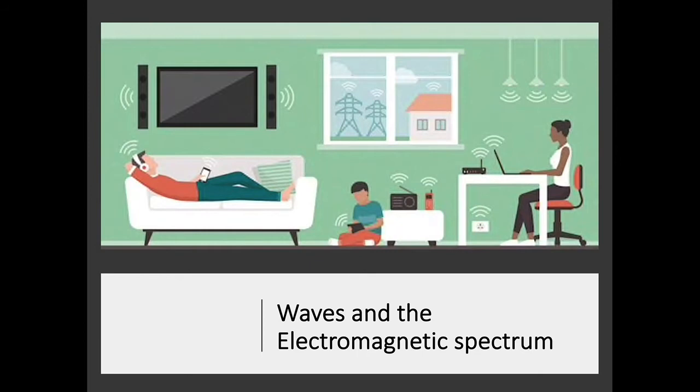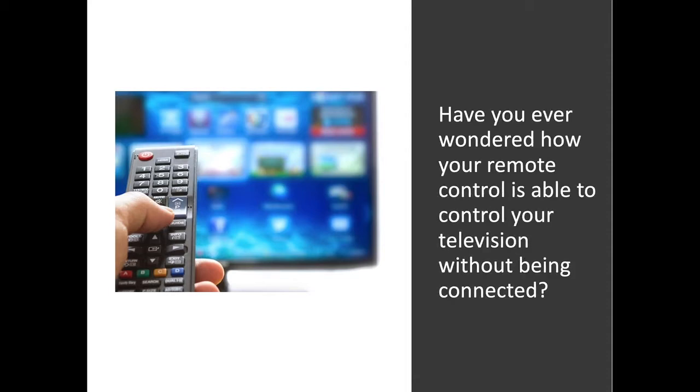And we're going to talk a little bit about other forms of light that you may not be super familiar with because you can't see them, and that is known as the electromagnetic spectrum. So, my first question that I'm thinking about today, which you'll probably already have some ideas about, is have you ever wondered how your remote control is able to control your television without being connected? So there's no cord leading from your remote control to your television.